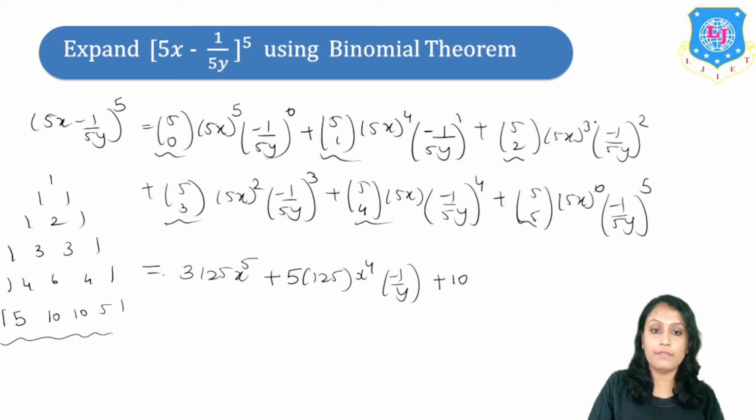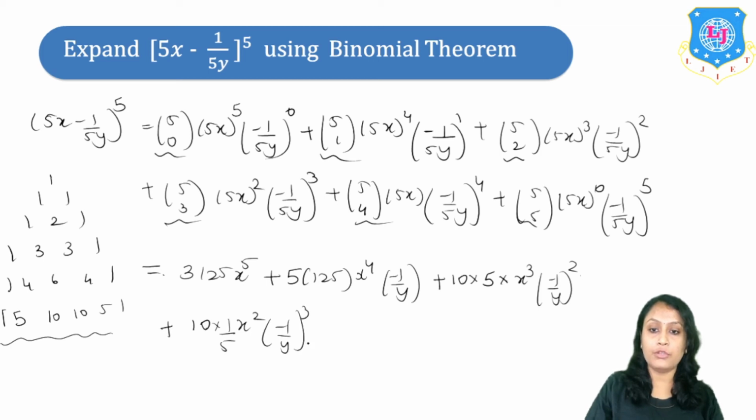Now here we have 5 cube, 5 square. So we have only 5 left in the numerator, x cube over here minus 1 upon y square. Next, the answer of 5C3 is what? 10. So it will become 10. And here we have 5 square, here we have 5 cube, so it will come 1 upon 5 in the denominator, x square over here minus 1 upon y whole cube over here.